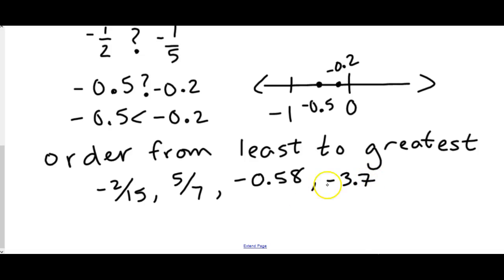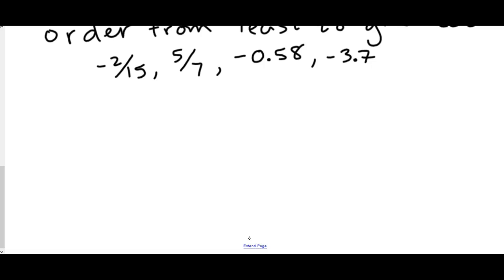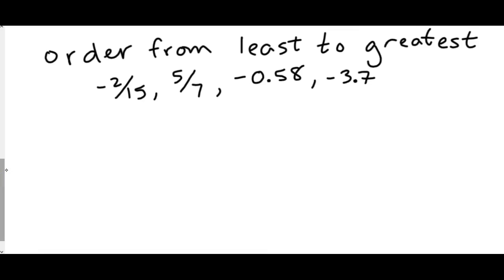So some of this list is already a decimal, some of it is not. So we need to change the fractions to decimals because those are much easier to compare. So negative 2 over 15 is the same as negative 0.13 repeating. The 3 only is repeating, so that's why the line is only above the 3.